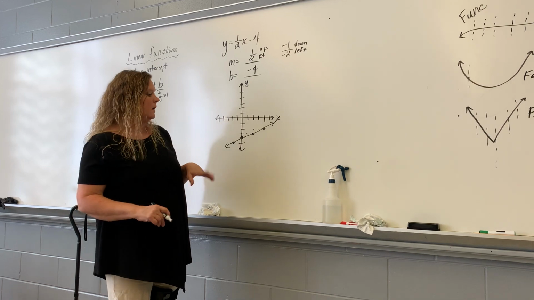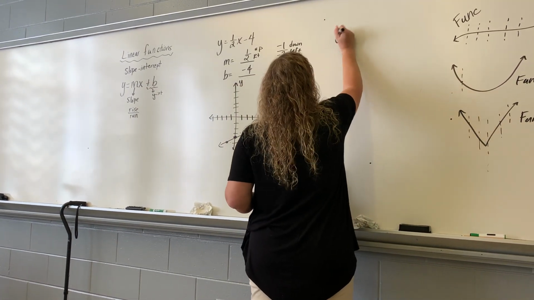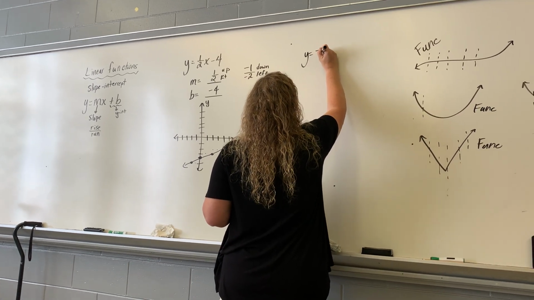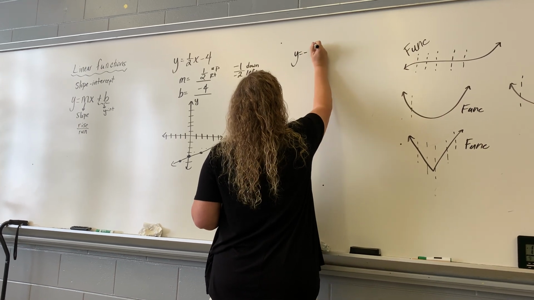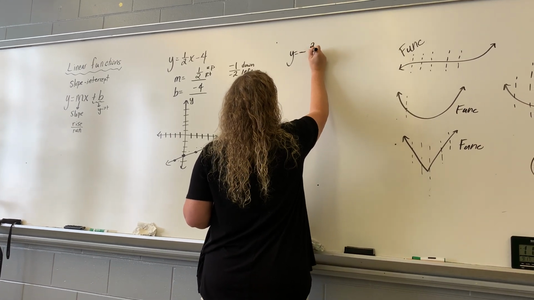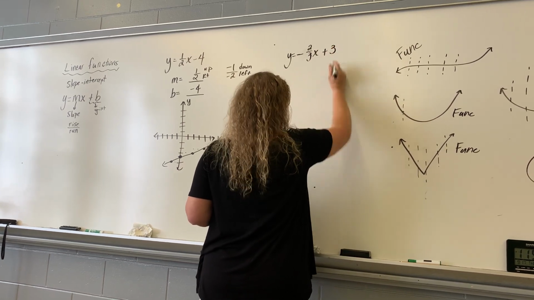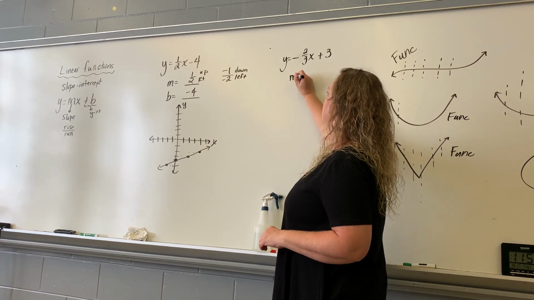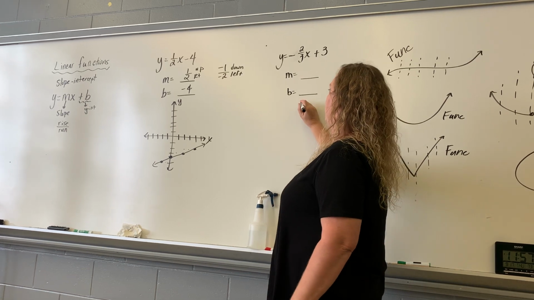Okay. All right, let's do another one. What if I have y is equal to -2/3, I'm going to write it out like this, -2/3 x plus 3. Alright, so I still want you to tell me the M and the B, and then we're going to graph it.